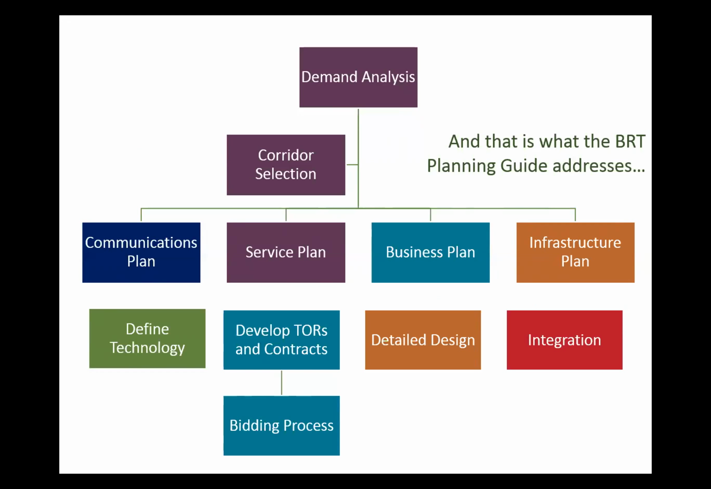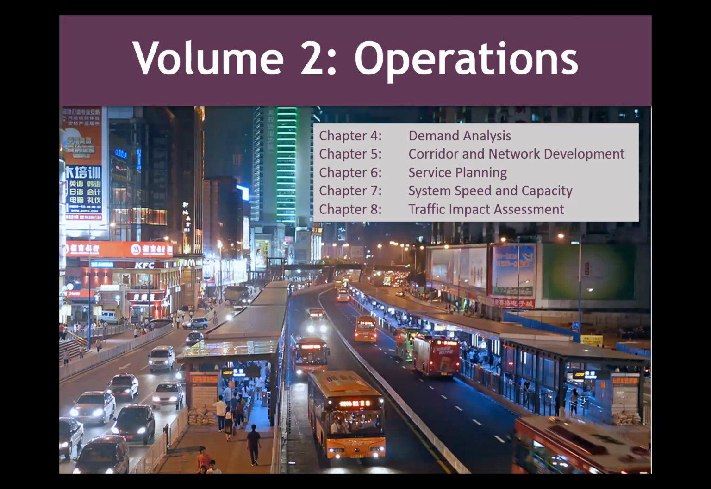And so we will start with demand analysis and corridor selection, and look at service planning, which is in volume two. So volume two is about operations. And again, the things covered here are demand analysis, corridor and network developments, service planning, system speed and capacity, and traffic impact assessments. I'm not going to cover all of these. I'm going to focus high level on the planning process.